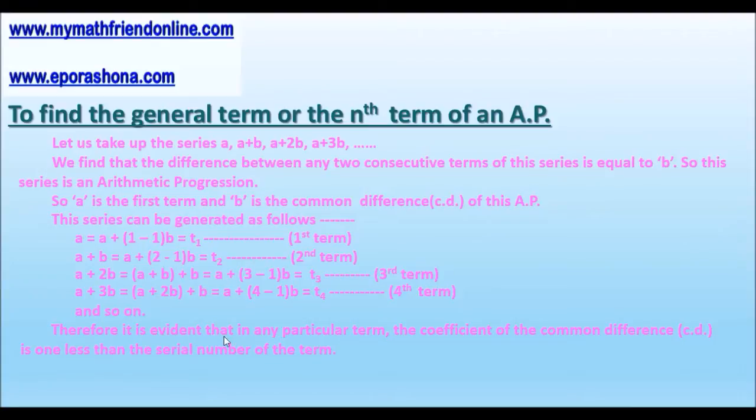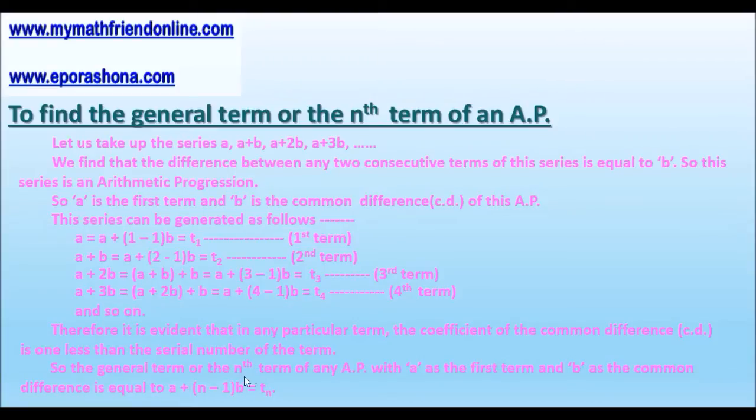Therefore, it is evident that in any particular term, the coefficient of the common difference is b. And what is the coefficient? These bracketed parts are the coefficients of this common difference b. So the coefficient of the common difference is 1 less than the serial number of the term, as we have seen. It is always 1 less than the serial number of the term.